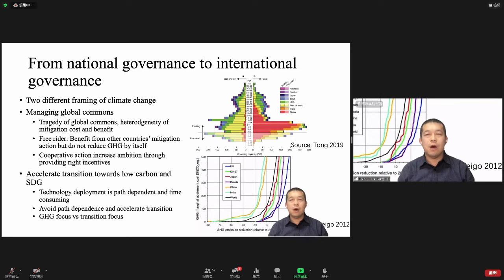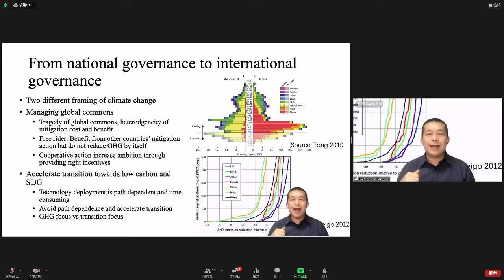They frame this not as a global commons issue, but as how to accelerate the transition. So those two frames have huge implications. The first frame generally focuses on how different countries can work together to reduce greenhouse gas emissions. So greenhouse gas emission will be the focus. And the second frame generally focuses on how the international partners can work together to accelerate the transition. So the transition will be the focus.